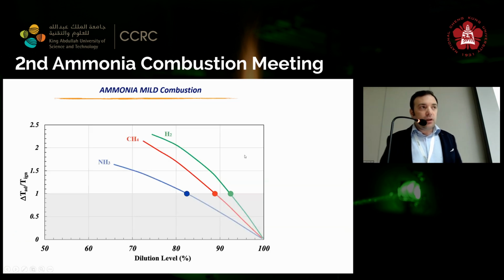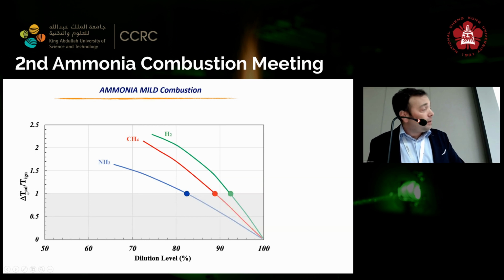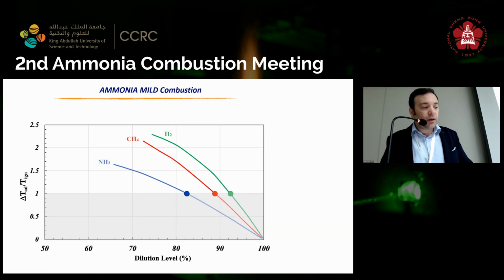So if we try to understand the effect of this criteria on mild combustion for different energy carriers that we can use in mild, starting from hydrogen, I just reported three, but we could have different curves. Here I've reported the maximum adiabatic temperature increase with respect to the ignition one, and on the other axis the dilution level.